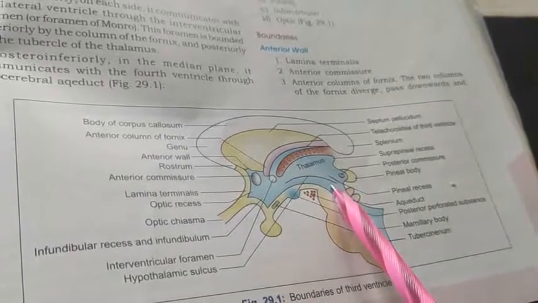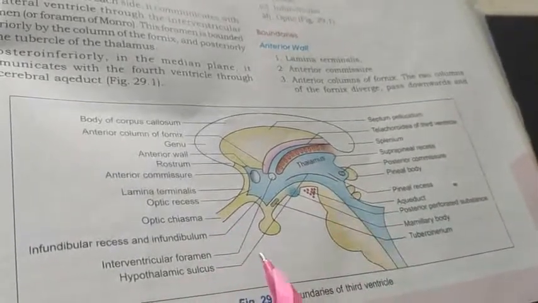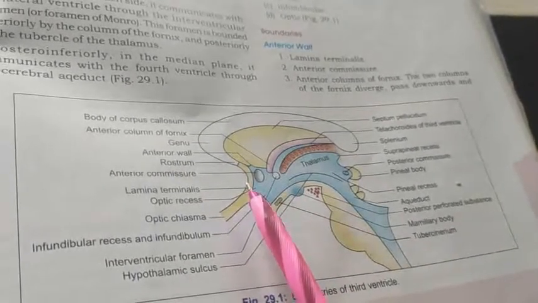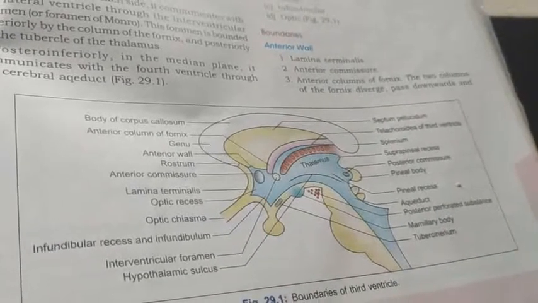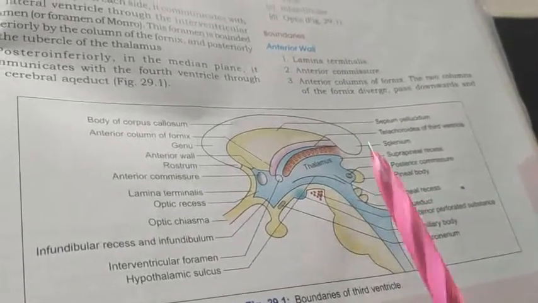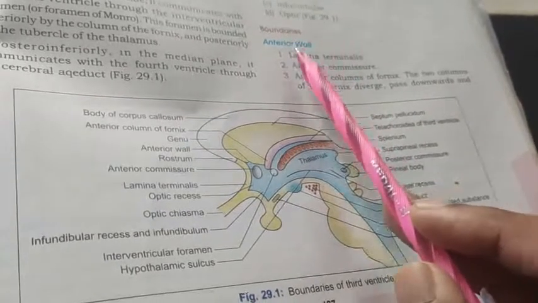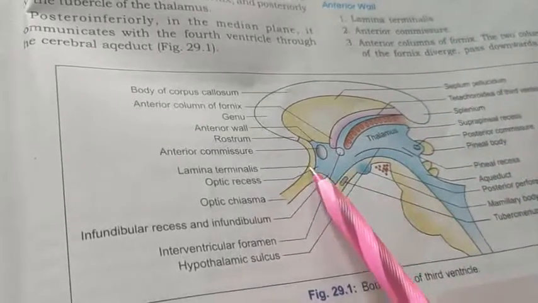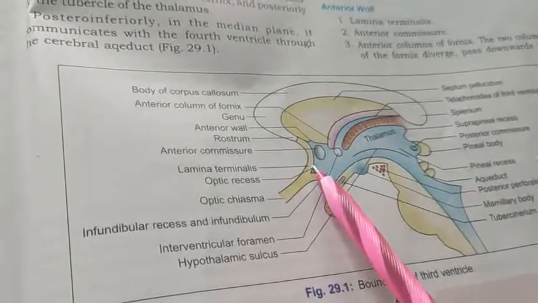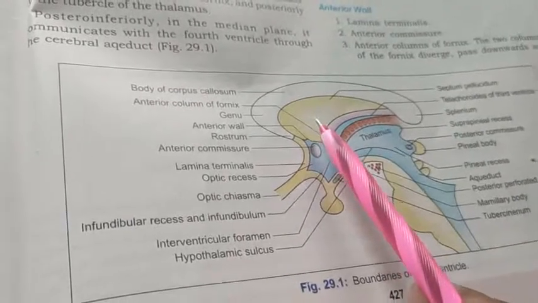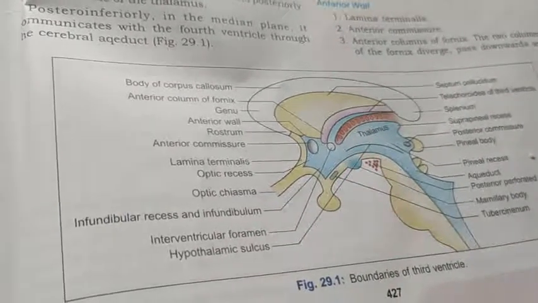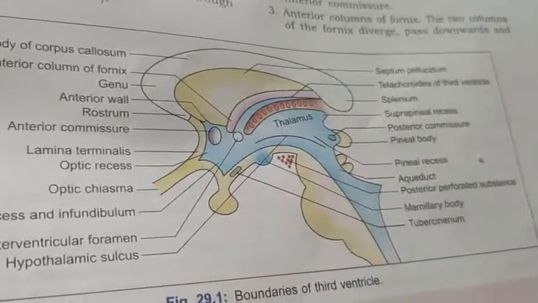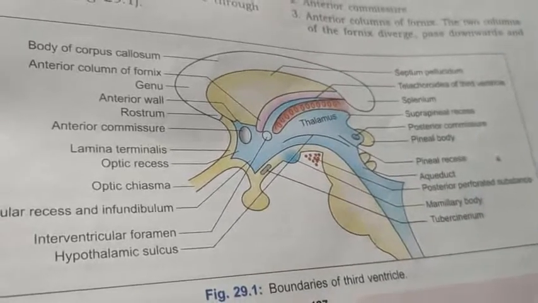Then the infundibular recess and the optic recess. The anterior wall is bounded by the lamina terminalis, anterior commissure, and anterior column of fornix, until the mammillary body. The mammillary body is an inferior projection from the third ventricle.